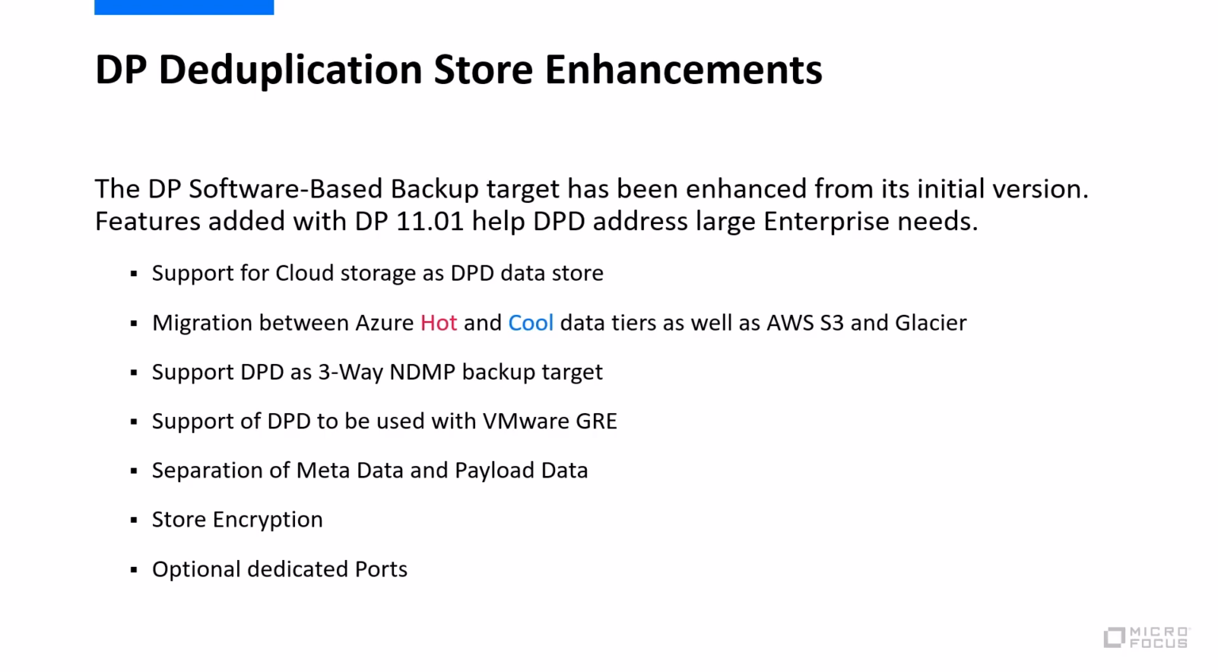We're also making use of DPD for three-way NDMP backup, which is larger filer backups supported in the industry. And we're also supporting the use of VMware Granular Recovery extension, where you can extract single files from VMware backups. There are a couple more performance-related options that we're going to discuss later.